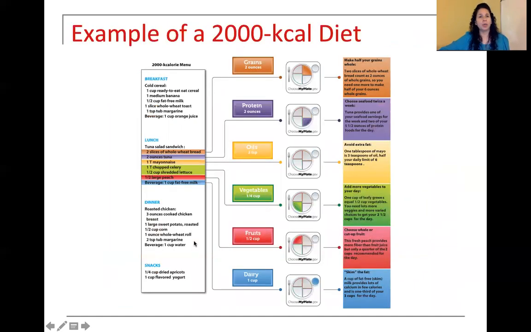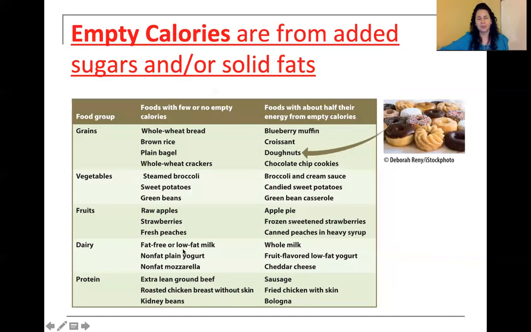All right, so I want you to look through this and start to get some ideas and examples of diets and what's healthier than others. You're going to be exploring your own diet shortly for our diet study analysis.